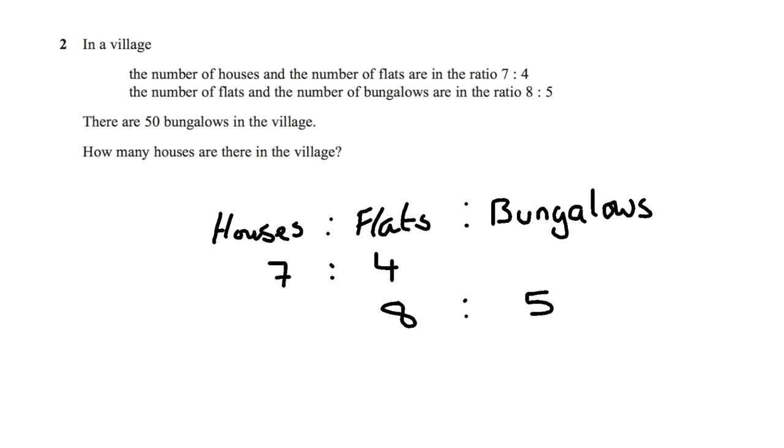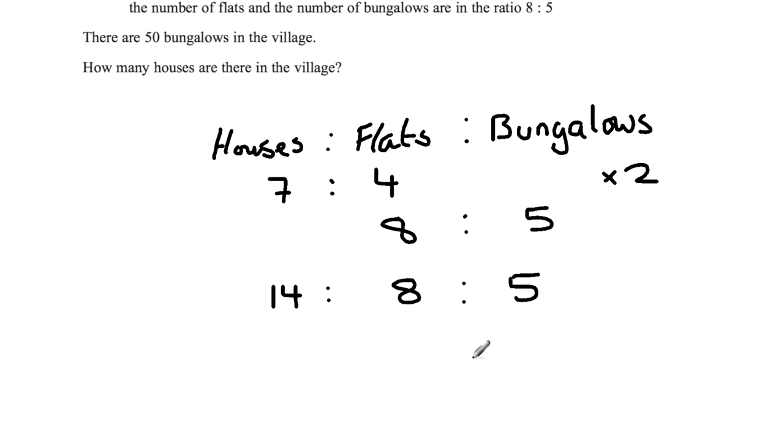So what we need to do next is to make the flat parts in the ratio the same. So I'm going to multiply the top ratio by 2. So we should have 14, 8, and 5. So I know 5 parts is equal to 50 bungalows. How much is 1 part? And the way I'm going to do this, I'm going to divide 50 by 5.